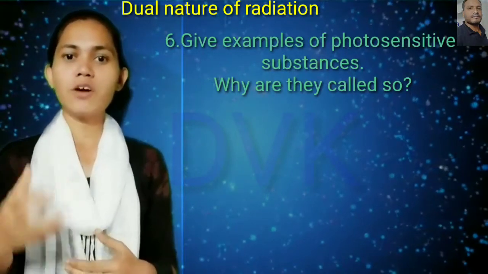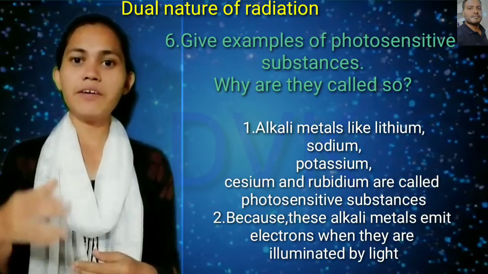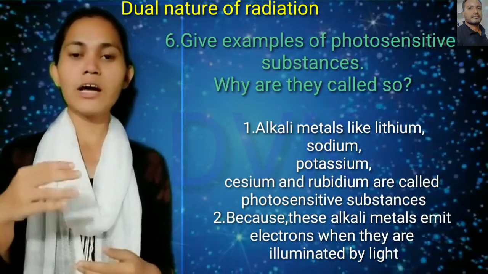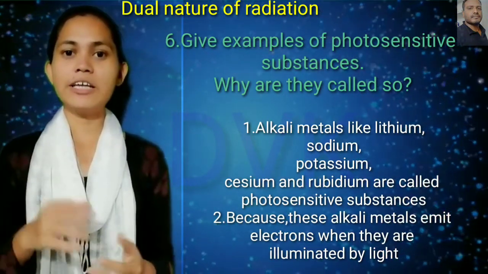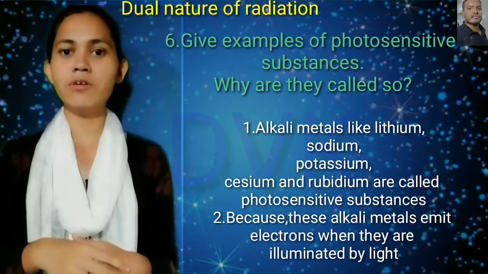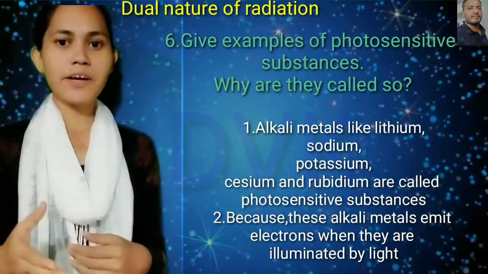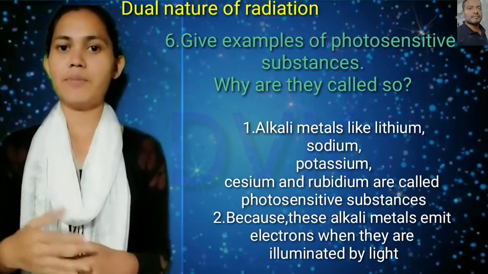Give examples of photosensitive substances and explain why they are called so. The alkali metals like lithium, sodium, potassium, rubidium, cesium are called photosensitive substances because these alkali metals emit electrons when they are illuminated by light.